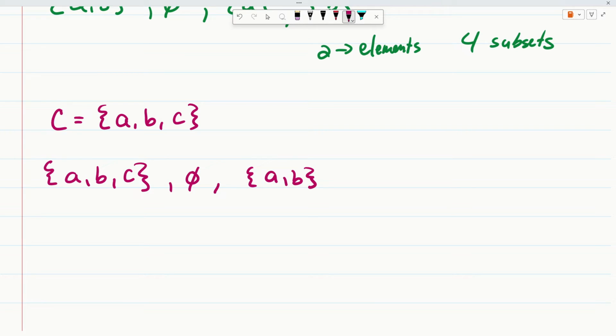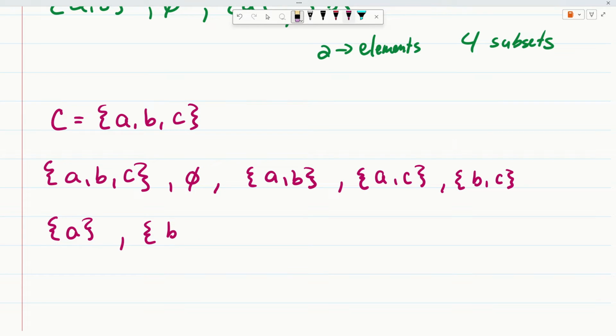We can have the subset A comma B. We can have the subset A comma C. We can have the subset B comma C. We can also have the subset of A, B, and C. So if you were to total them up, 1, 2, 3, 4, 5, 6, 7, 8. So we have 3 elements, 8 subsets.